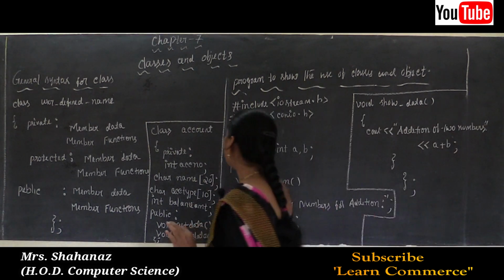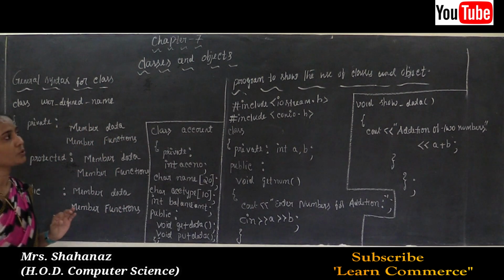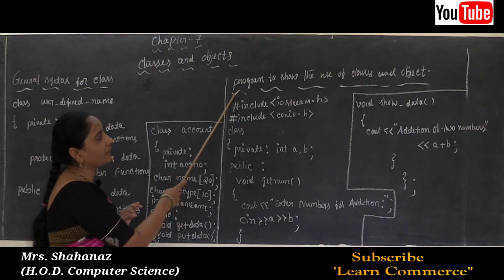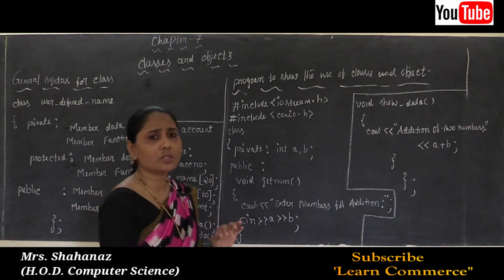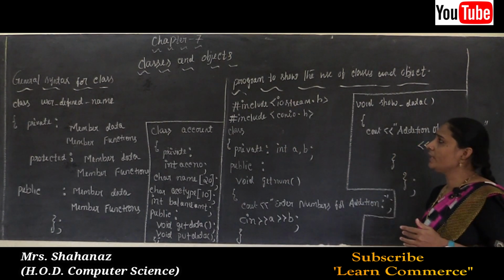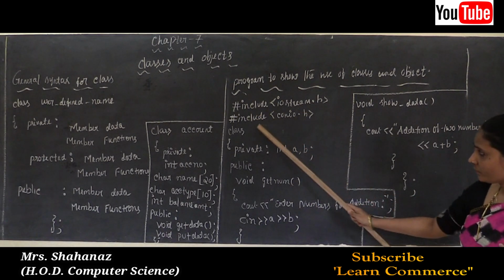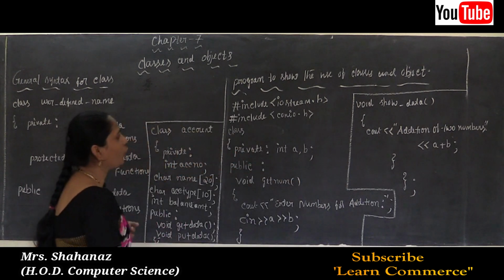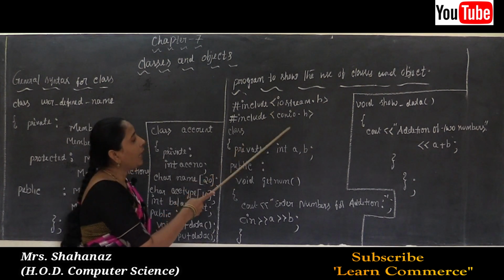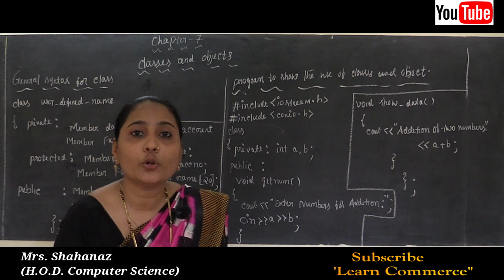Later, let's see one simple program that shows the use of classes and objects. Whatever program you write, it starts with the header files. The header file is #include iostream.h, and the second header file is #include conio.h. iostream is used to input and output the data, and conio is used for clrscr, to clear the screen.